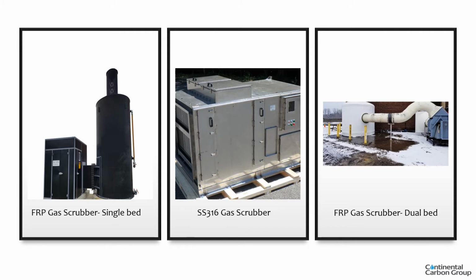We can offer deep bed scrubbers in FRP, polypropylene, stainless steel 316, and also dual bed systems. Again, the material of construction is going to be dependent on the specifications and the requirements of the customer. Another thing to consider is the material resistance to the contaminant. In some applications, based on the contaminant, the right material of construction is extremely important so that the scrubber does not die out or have problems in doing its operation.